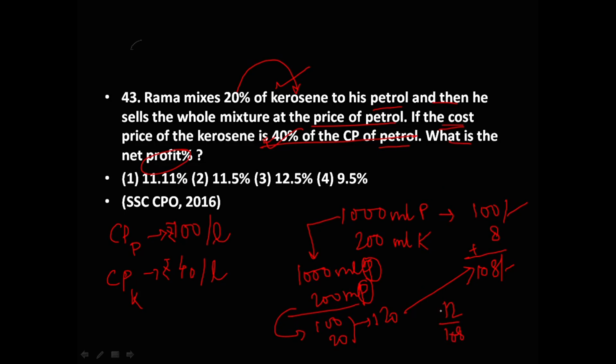We have to get the net profit percentage. Look at it carefully. He is gaining a net profit of 12 rupees out of 108, and we have to get the percentage, so we have to calculate like this. So it's a net profit percentage. Clear? So it's 100 upon 9. 100 upon 9 means 11.11. Option A. Option 1 is the correct one. 11.11. Clear?